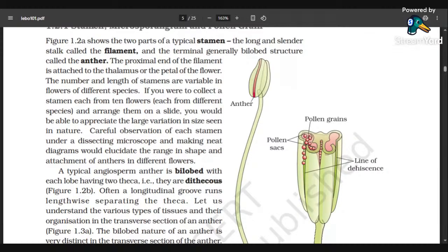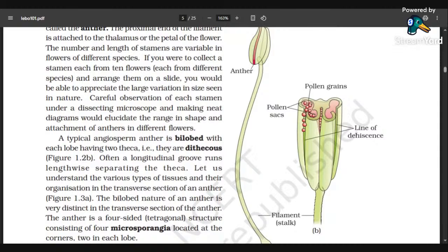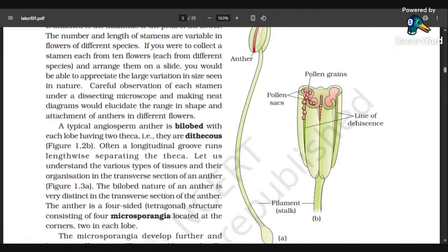If you were to collect a stamen each from 10 flowers, each from different species, and arrange them on a slide, you would be able to appreciate the large variation in size seen in nature. Careful observation of each stamen under a dissecting microscope and making neat diagrams would elucidate the range in shape and attachment of anther in different flowers.